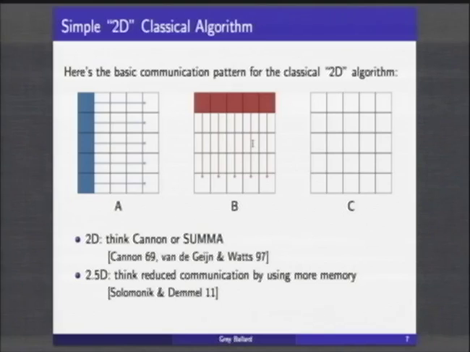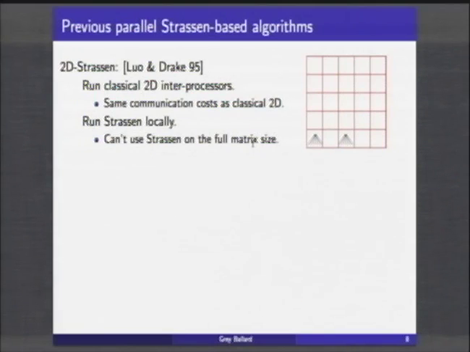Now let me tell you about a couple natural ideas for parallelizing Strassen's algorithm. So the first is what we call 2D Strassen. It's sort of combining the 2D picture I just showed you with Strassen. So the idea is you run this classical algorithm in parallel. But every time you have a local block multiply to do, instead of calling classical code locally, you just run Strassen's algorithm. Okay, so it's a simple enough idea, and as you can guess, the communication pattern is exactly the same as the 2D classical algorithm. The only thing you're changing is what's going on locally.